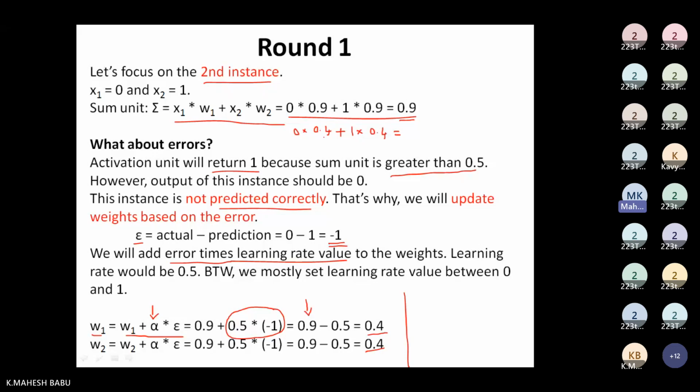0 into 0.4, 0 plus 1 into 0.4, 0.4. Yes or no? This is a new value generated with the new weights. Right? So 0.4 is less than 0.5. That's the sigmoid function value, or a bias. So if it is less than 0.5, the system will return 0 as output. So 0, that is what you are expecting.